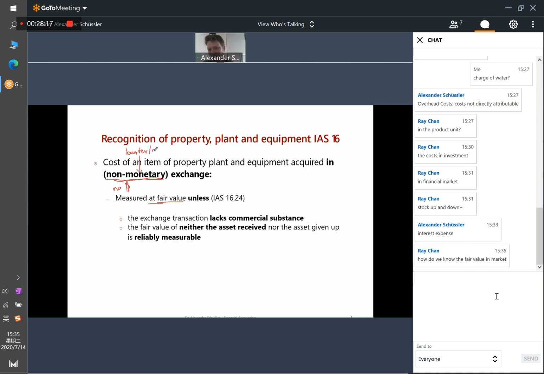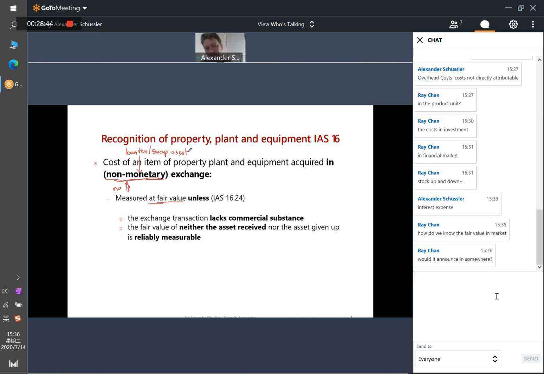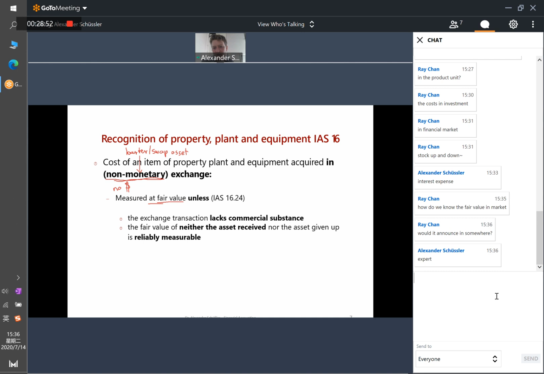Ray Chan asks, how do we know the fair value in the market? This is a very good question. And sometimes it's not that easy. You can have an expert, for example, or if you swap assets and maybe you have the value of the other asset, you take the value of the given asset. Generally you can assume that the value of the given asset and the received asset is the same, because otherwise you wouldn't swap them.